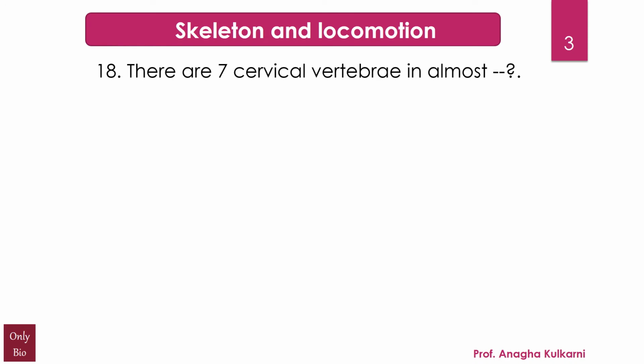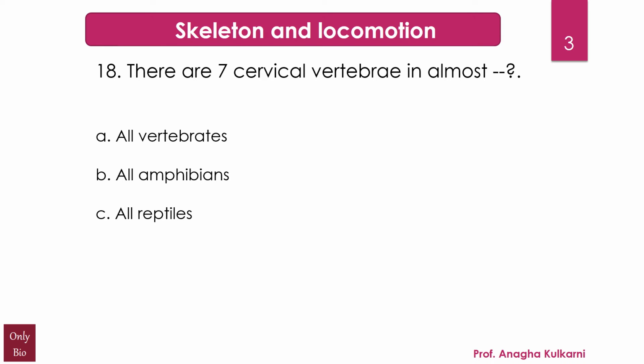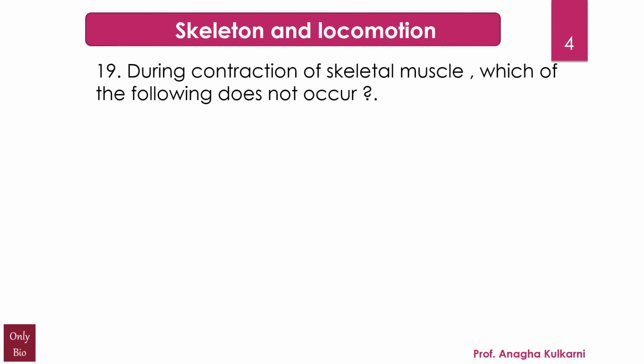Question number 18. There are 7 cervical vertebrae in almost dash. A. All vertebrates. B. All amphibians. C. All reptiles. D. All mammals. And the correct answer for this question is D. All mammals.